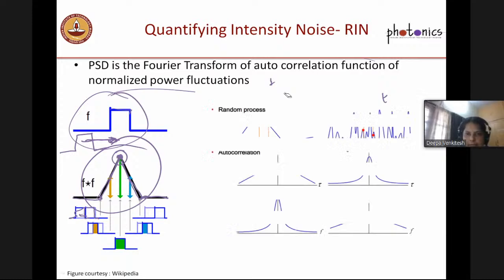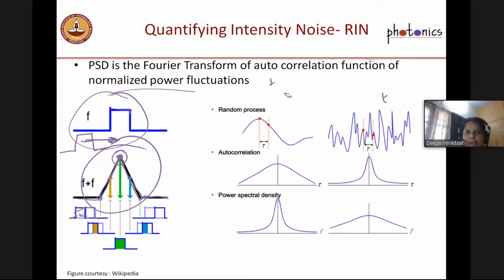So I'll give you the answer. In any random process, say this is a very slowly fluctuating process. If I take a delayed version of this and take this multiplication, I will see that this is correlated for a long delay, so the autocorrelation is really broad, and so the power spectral density is narrow. You know the inverse relation between the time domain and frequency domain. Broader in the time domain is narrower in the frequency domain.